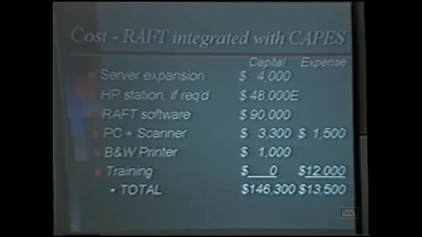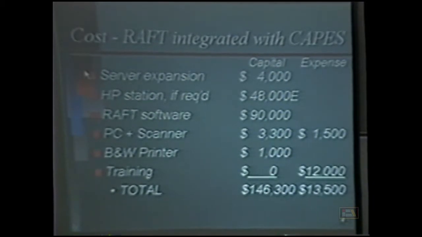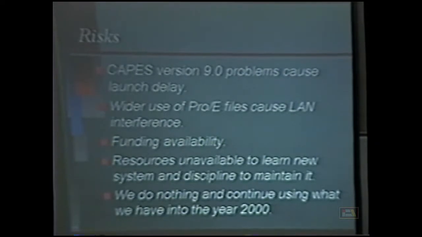Looking at some of the risks. Okay? CAPES version 9 problems cause, oops, excuse me, hit the button. Let's go back. Cause a launch delay. Currently, we plan to install their beta version in February, and we're anticipating an April rollout of their version 9. And version 9 is the interface that you saw in the line balancing versus the more textual one you saw in the current processing scheme.